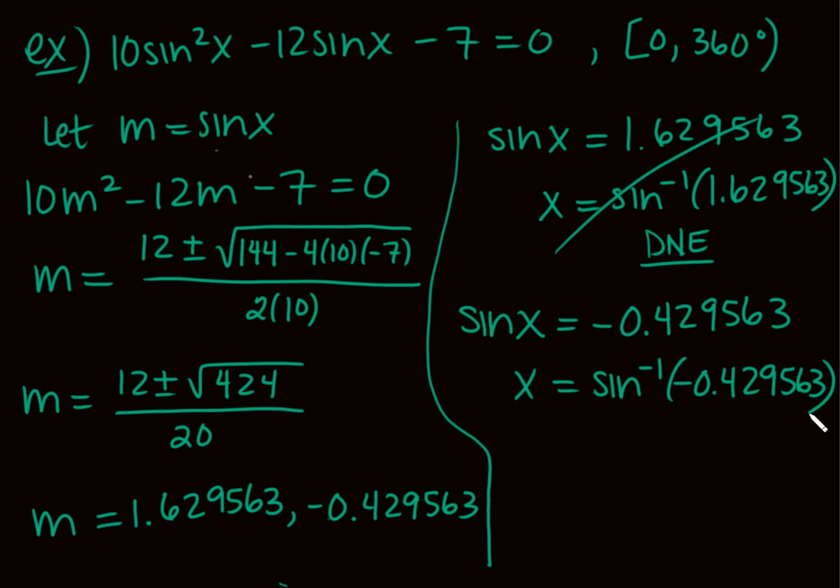So take sine inverse of negative 0.429563. Now, here's what's going to be a little bit tricky about this. So what do I get? I get x to be negative 25.398. So let's do 25.44.